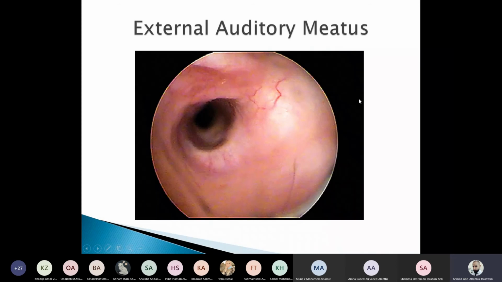And of course, we will introduce the otoscope into the external auditory meatus. So what should we see? Of course, the external auditory meatus should look like this. It should be smooth. Of course, we should have blood vessels. Then it should be clean and clear until we see the tympanic membrane at the end.